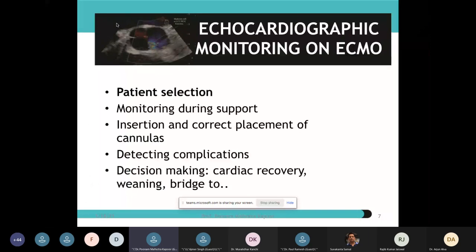The patient lived through, but what we need beyond ECMO is a window for ECMO, so that we could choose our patients rightly, monitor the support of ECMO, insert and correctly place the cannulas, detect the complications, and decide when to wean the patient off and have a recovery and trial off on this patient.